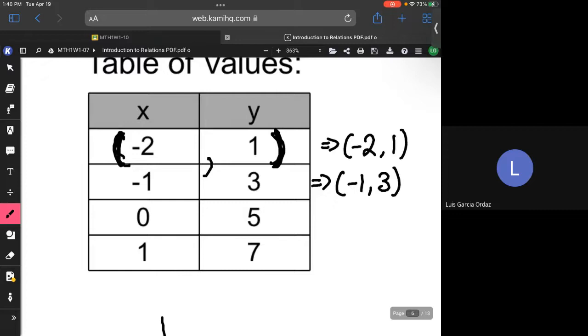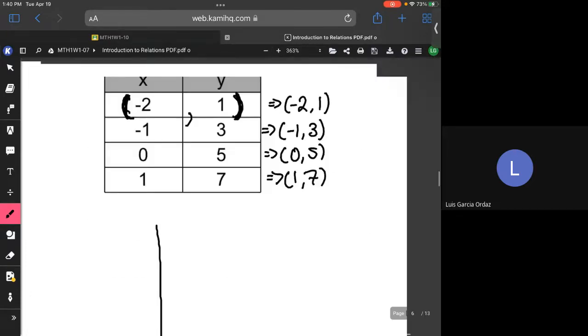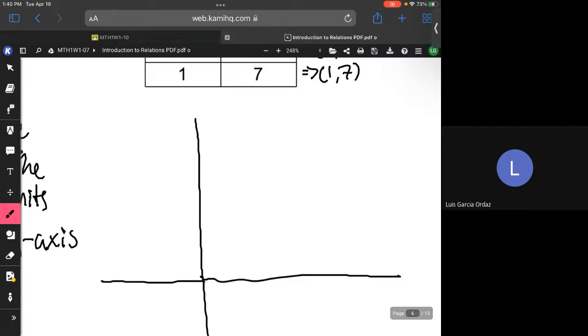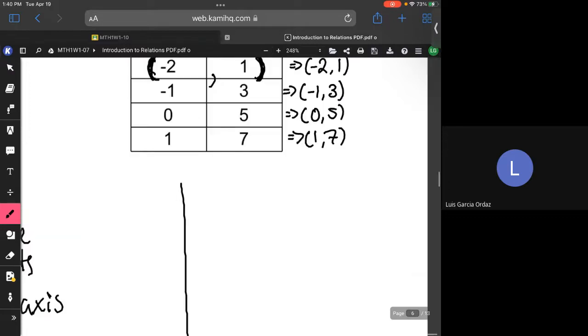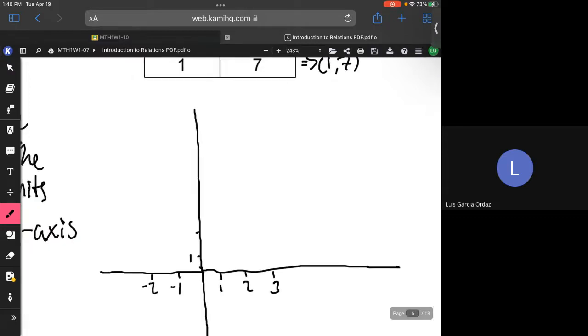Okay, what's my next one? And what's my last one? Yeah. So now I can draw these on my graph. So -1, -2, 1, 2, 3. So this is my y, and this is my x.